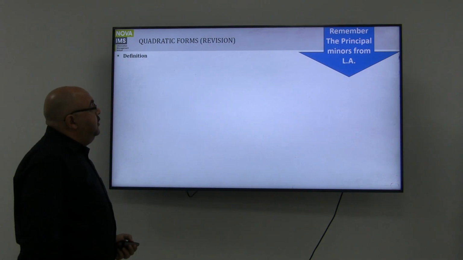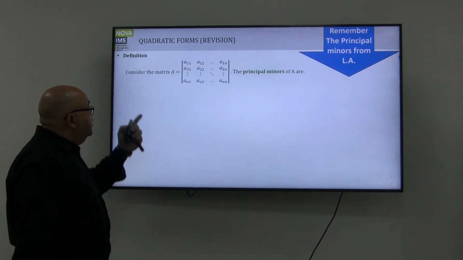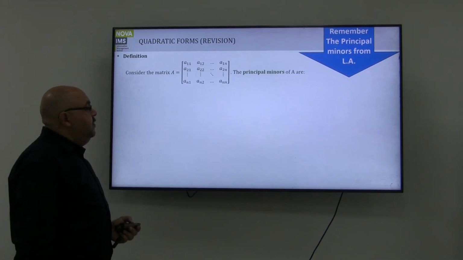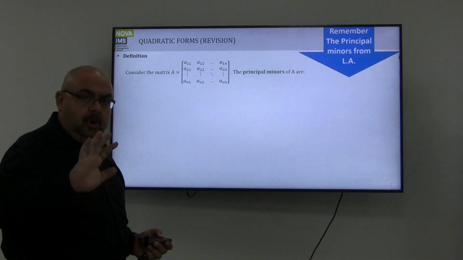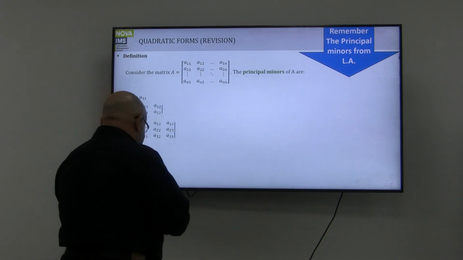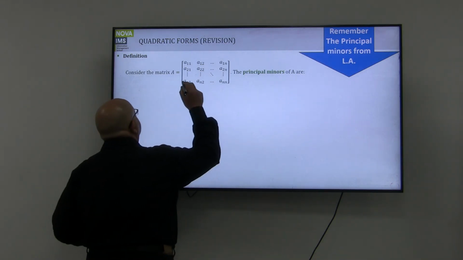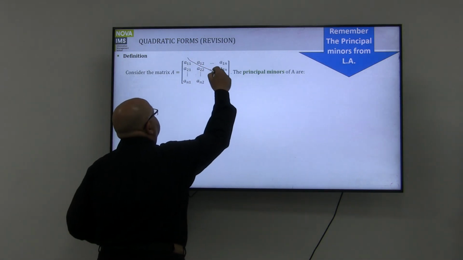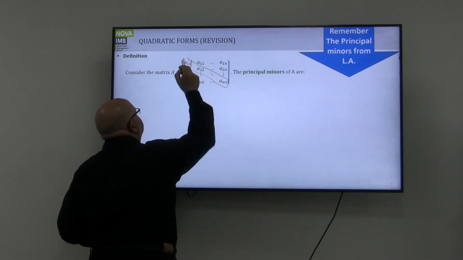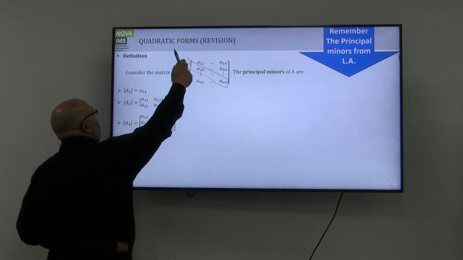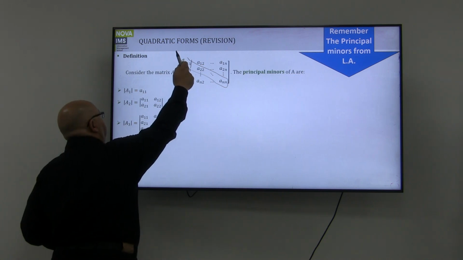Remember the principal minors, how to evaluate them. If this is a matrix and I'm searching for the leading principal minor, all I have to do is get the determinants on the principal diagonal one by one. So that's the first of them. This is A1, the first principal minor of degree 1.